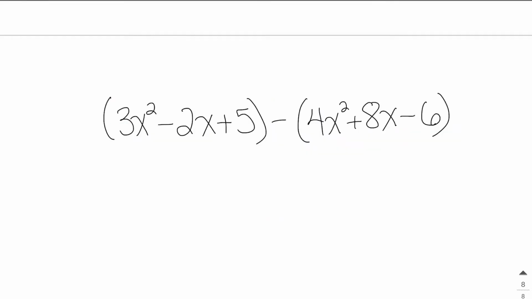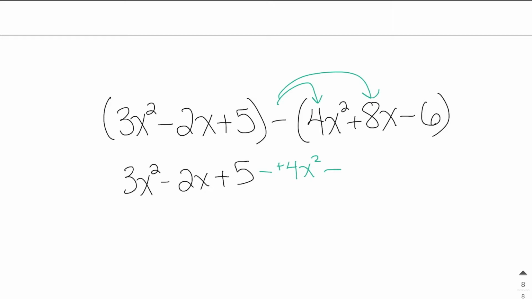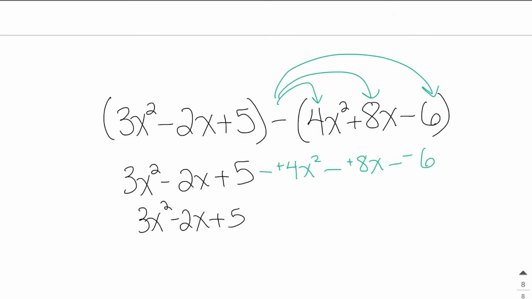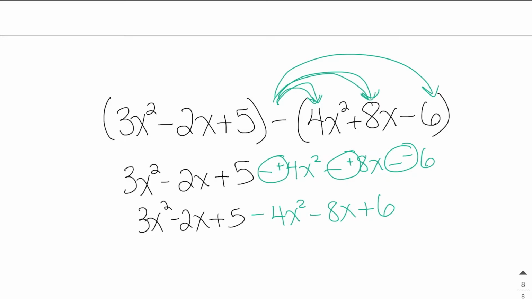One quick note that I want to mention, again, this 3x squared minus 2x plus 5, we keep that the same. Essentially, what we're doing right here when we distribute this negative is we're just saying it's minus everything inside of here. So this becomes minus a positive 4x squared. This right here becomes minus a positive 8x, and this right here becomes minus a negative 6. But remember, we don't want any double signs. So instead of minus a positive, we just say minus. Instead of minus a positive here, we say minus again. And instead of minus a negative here, we say positive 6. So when we're distributing our negative through, we're just changing all of our signs.